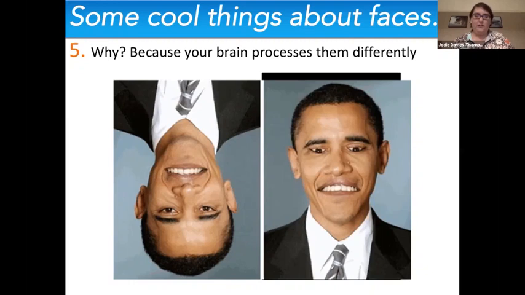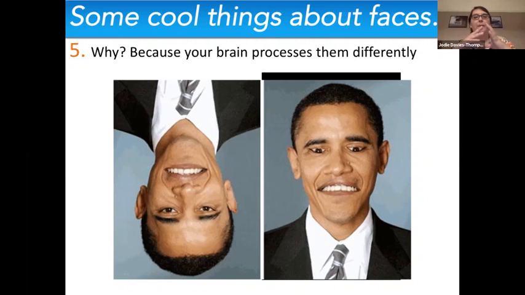But actually, the upside down picture of Obama doesn't look particularly grotesque. But when we flip it the right way up, that's where you start to see that things are a little bit different and a bit strange. And that's because when you see a face upright, you process it holistically.